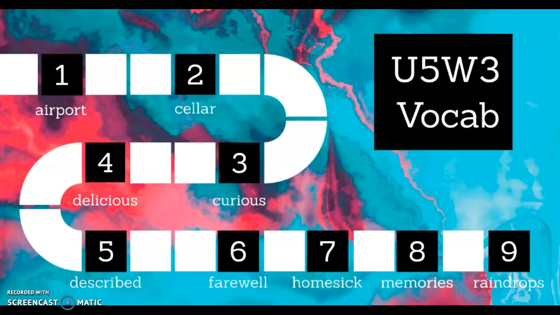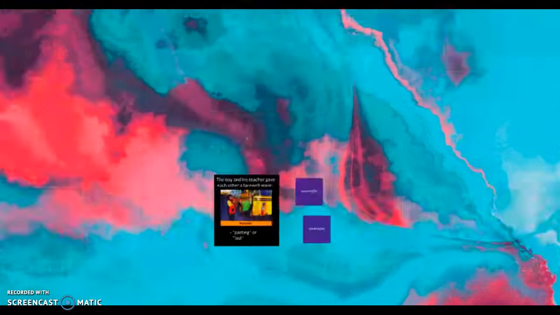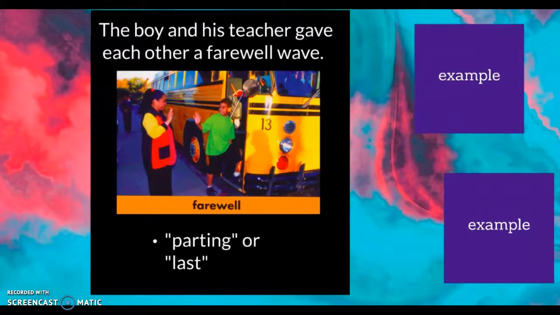Number 6, we are more than halfway there. This word is farewell. The boy and his teacher gave each other a farewell wave. Let's say that word together. Farewell. So farewell means parting, which is like leaving, or last, like final, like maybe that's the last time they're seeing each other. Maybe that's the end of the year. So farewell is kind of like a goodbye, but it's meant to be a happy thing, and sometimes it is the last time you're seeing someone, like my example.